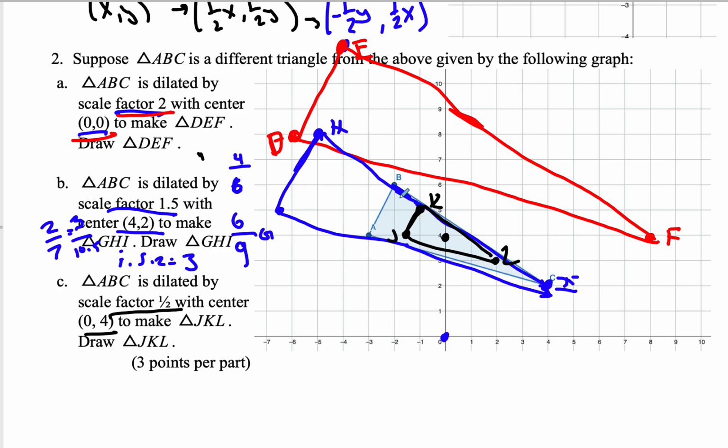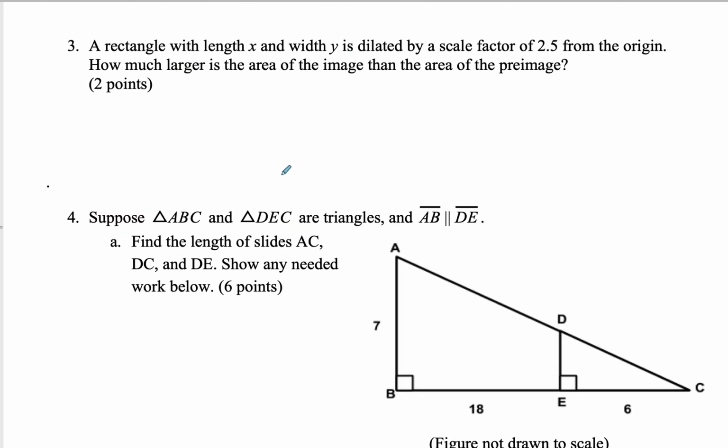All right, so the next question, let's take a look. This one, everyone more or less got. A rectangle with length x and width y is dilated by a scale factor of 2.5 from the origin. How much larger? It says area now, but it said perimeter on the quiz.